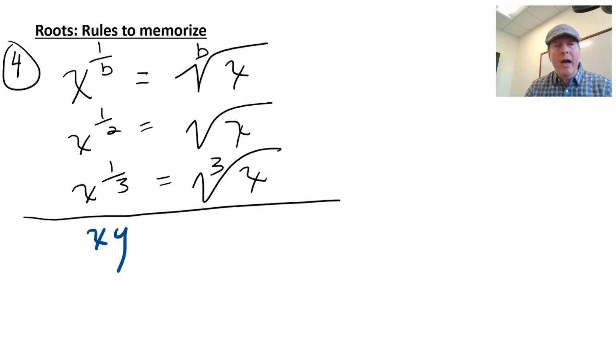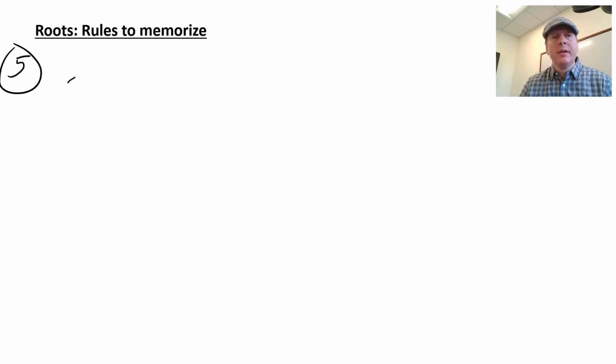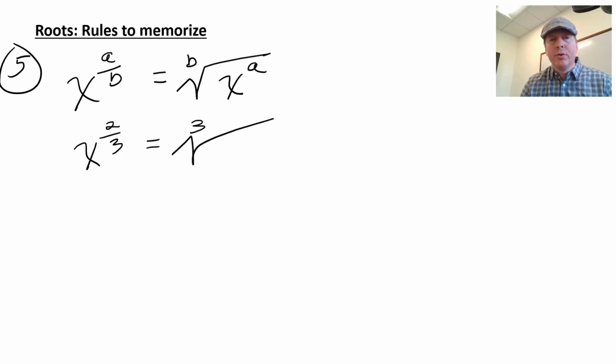Suppose I wrote xy raised to the power of 1 over b. That is the b-th root of x times y. Next rule, suppose I had x raised to the power of a over b. That is the b-th root of x to the a. X to the 2/3, that is the cube root of x squared.